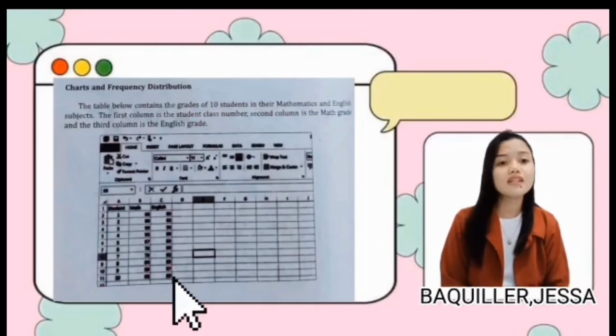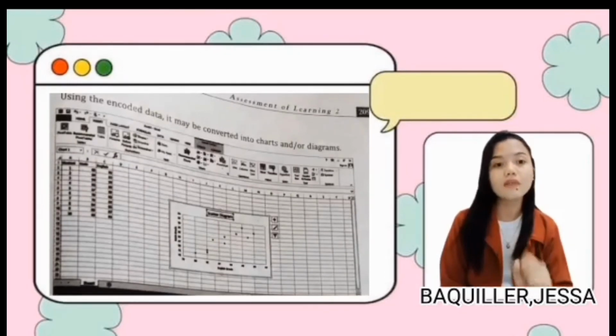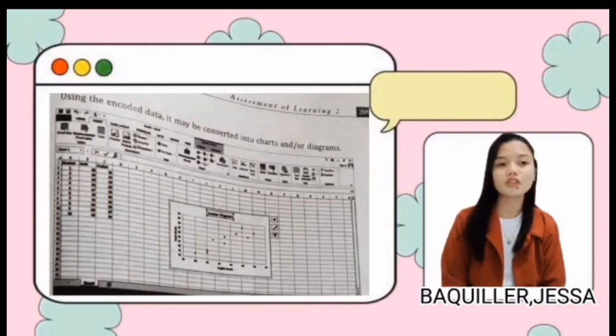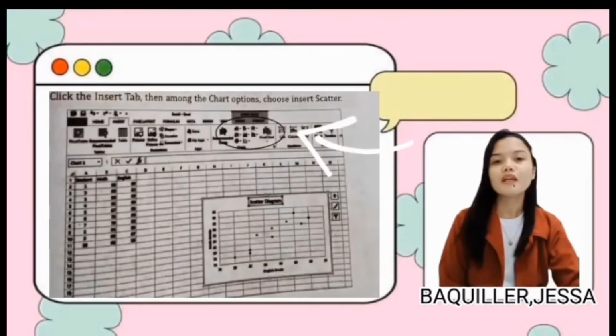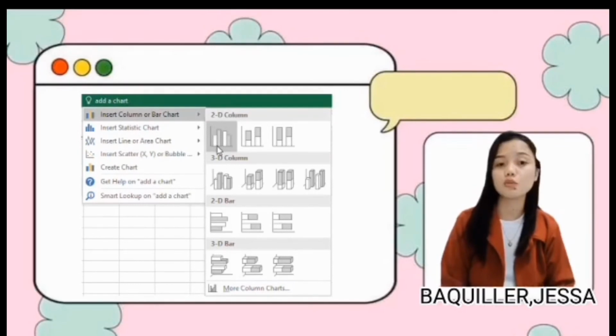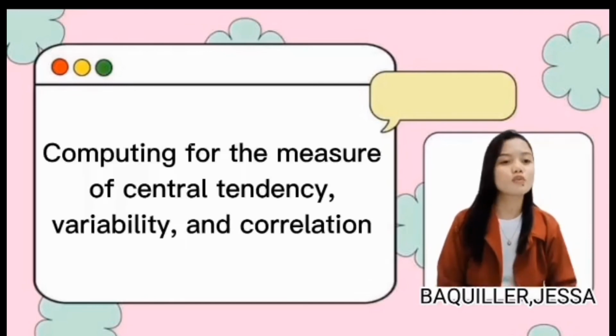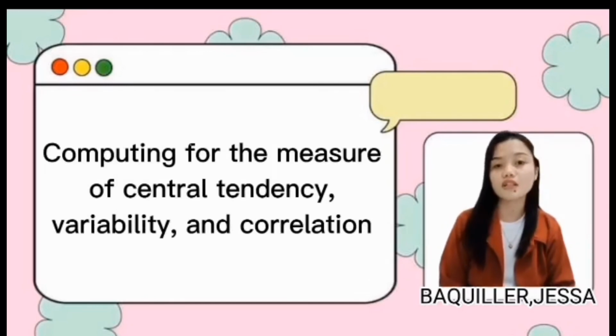Next, the encoded data can be converted into charts or diagrams. A scatter diagram was created by inserting a tab and then selecting Insert Scatter from the chart options. Take note that the user can choose different types of charts based on how they want to present their data, such as bar graphs, pie charts, and line graphs are just a few of the charts that could be used. And now we're done with that topic. And now let us proceed to the computing for the measure of central tendency, variability, and correlation.